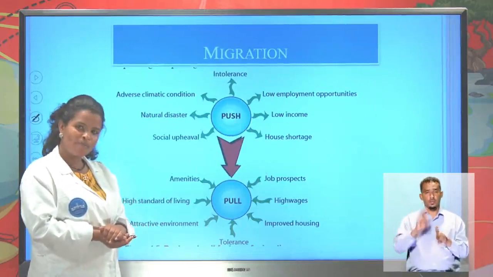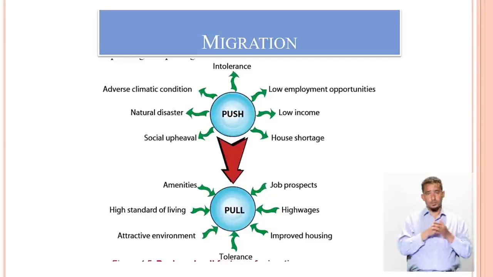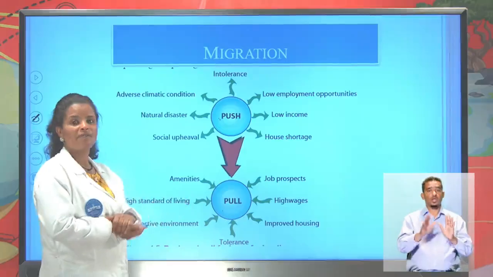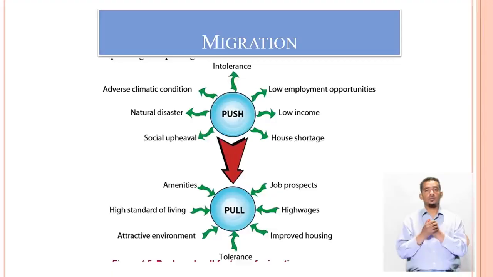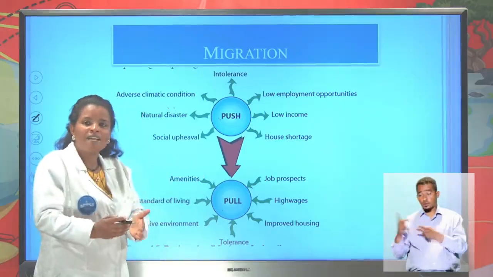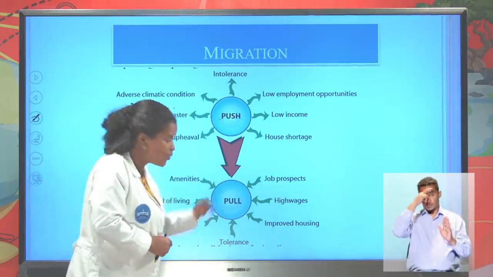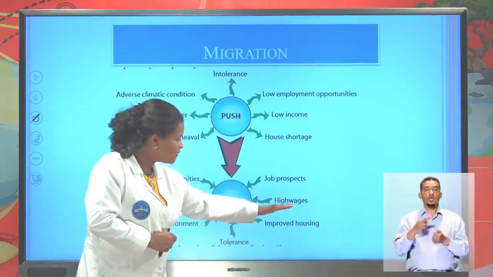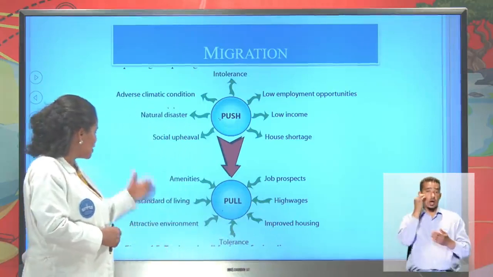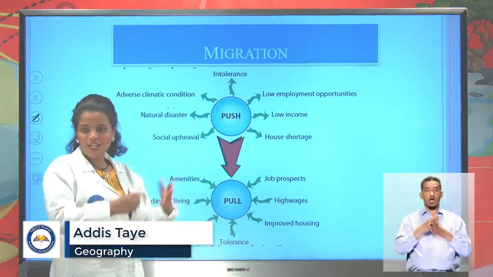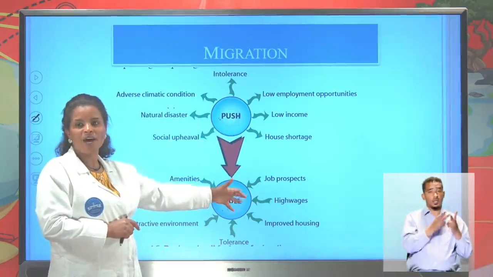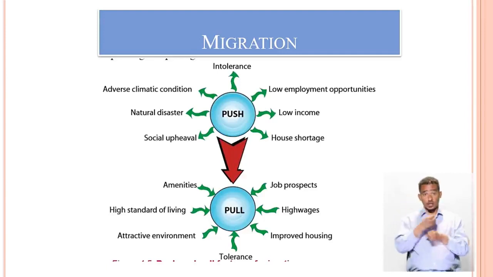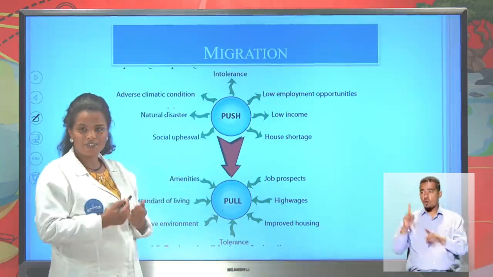Students, why do people migrate from one place to another? People migrate because of pushing and pulling factors. The pushing factors are diverse climatic conditions, natural disasters, low employment opportunity, and low income. People leave their original place because of these pushing factors and are attracted by other pulling factors. The pulling factors are job prospects, high wages, improved housing, high standard of living, attractive environment, and so on. So in general, migration is a movement of people from one place to another because of pushing and pulling factors.